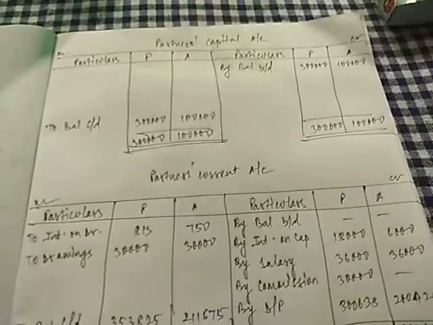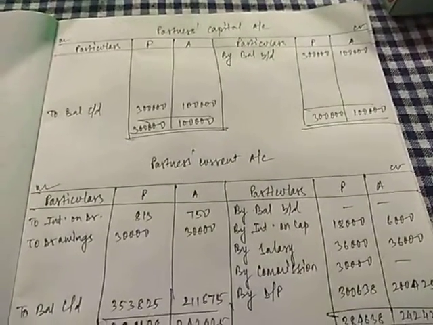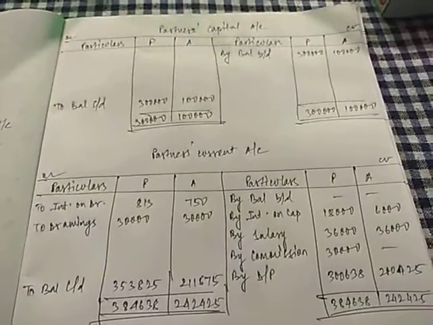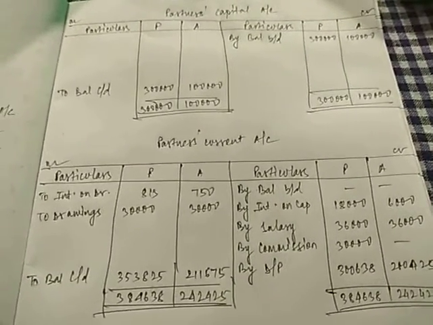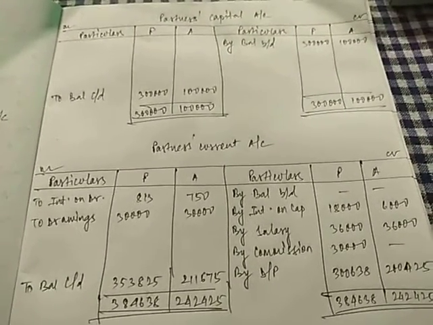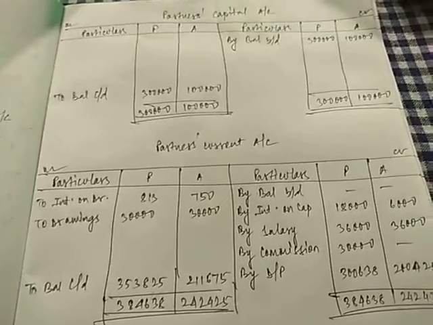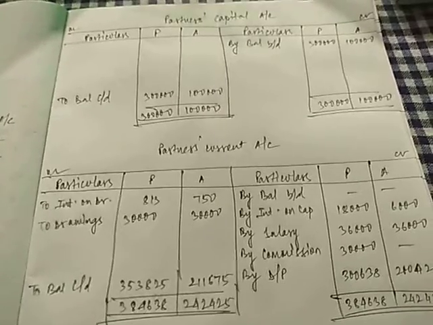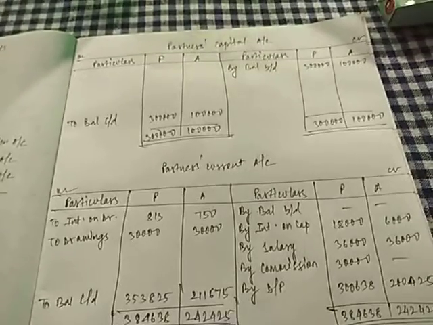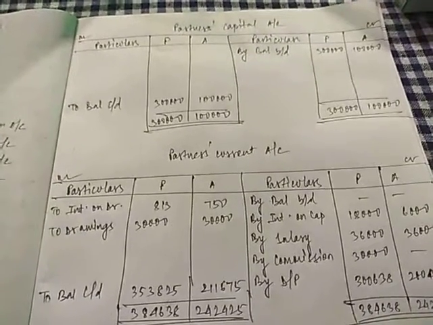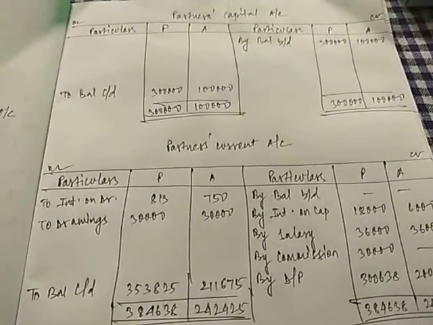Please be careful when we prepare capital accounts on fixed capital basis. We need to prepare both the accounts, partner's capital account and partner's current account. Here I have not prepared PL appropriation account, since PL appropriation account is same as fluctuating capital. Also note, in your exams or any test, you don't need to prepare both for the same question. Either you will prepare fixed capital method or you will prepare through the fluctuating capital method.